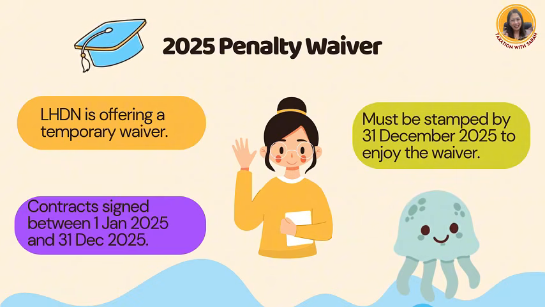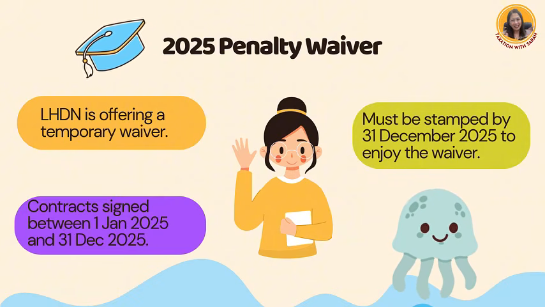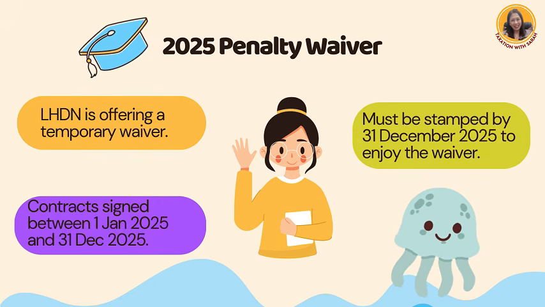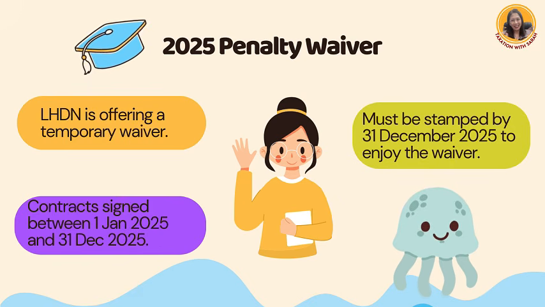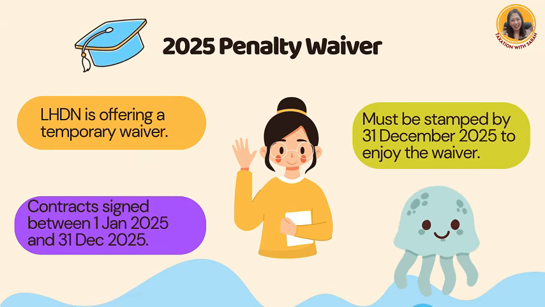Let me show you Penalty Waiver 2025. LHDN is offering a temporary waiver. Contracts signed between the 1st of January 2025 and the 31st of December 2025 must be stamped by the 31st of December 2025 to enjoy the waiver.